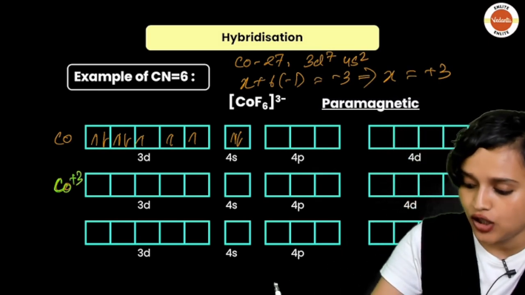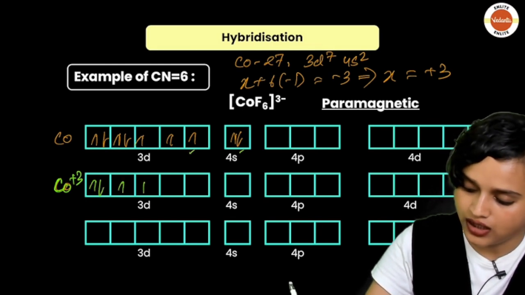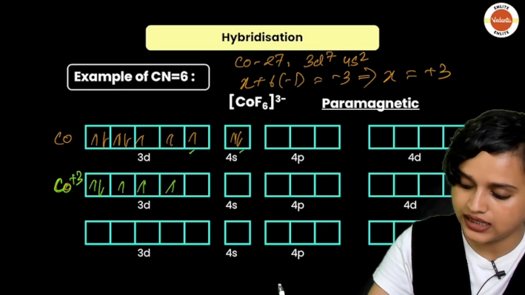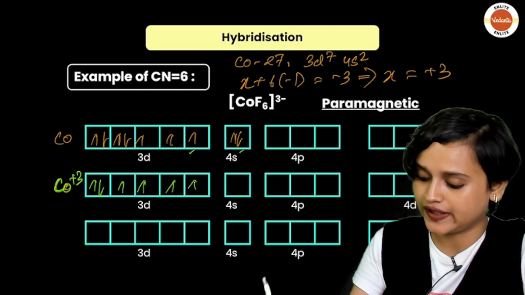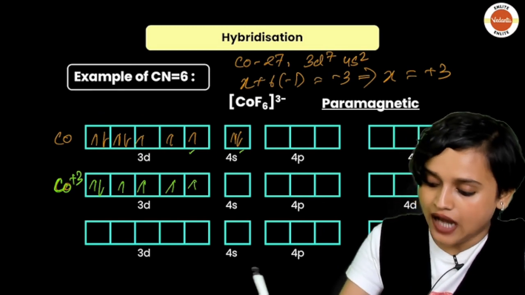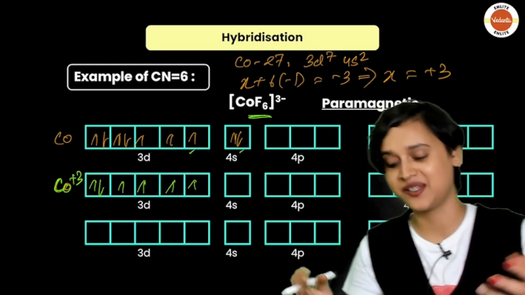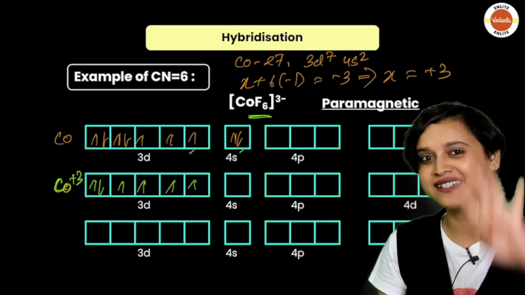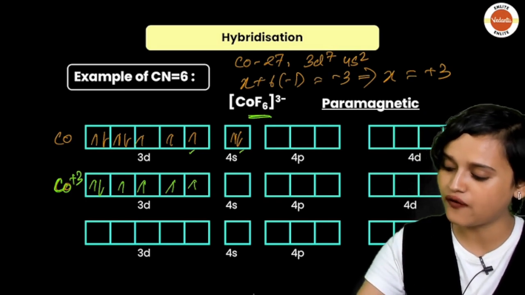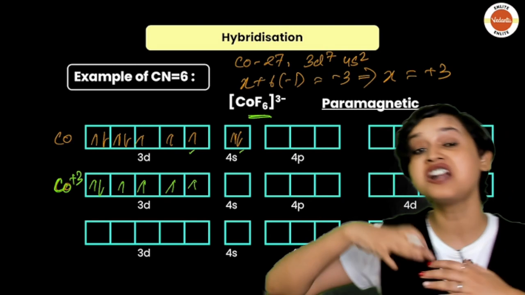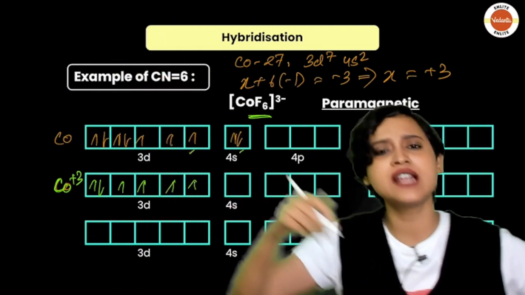What will happen? 2 from here will go and 1 from here will go. So 1, 2, 3, 4, 5 and 6. That many electrons, right? 6 electrons. Now how many fluorine atoms are coming? 6 of them are coming, right? So now see, 1, 2, 3, 4, 5, 6, 7, 8, 9. There are 9 rooms that are empty. There are already 9 rooms that are empty.